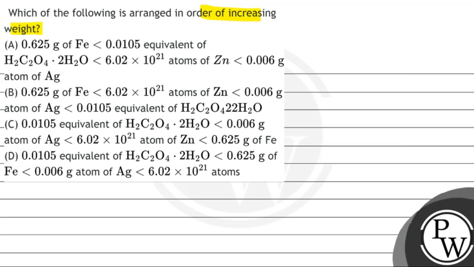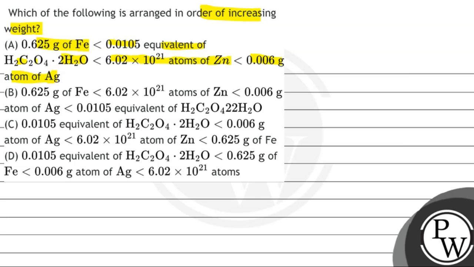Option A: 0.625 gram of Fe is less than 0.0105 equivalent of H2C2O4.2H2O, which is also less than 6.02 into 10 to the power 21 atoms of Zn, which is less than 0.06 gram atoms of Ag.